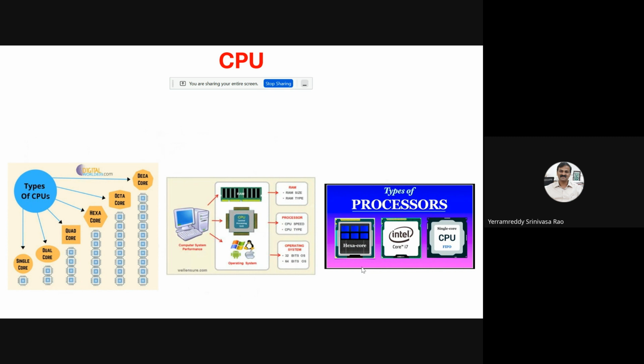We have CPUs, the central processing unit, the brain of the computer. A single CPU is called single core, meaning only one CPU is there. We have CPUs called dual core, which means two CPUs. Quad core has four CPUs, hexa core six, octa eight, deca ten. These CPUs are not physically visible. Physically it looks as if it is only one chip, but inside the chip it has many CPUs, which we call cores.